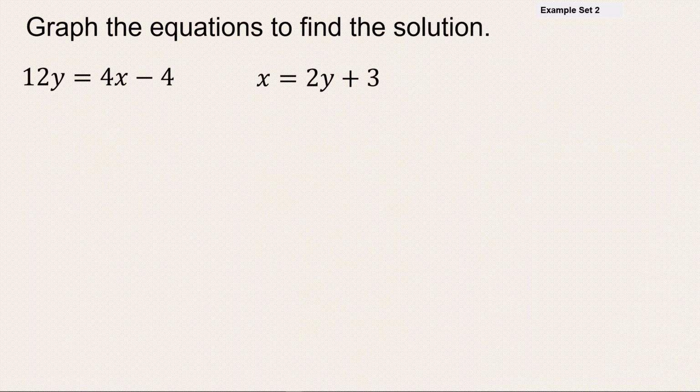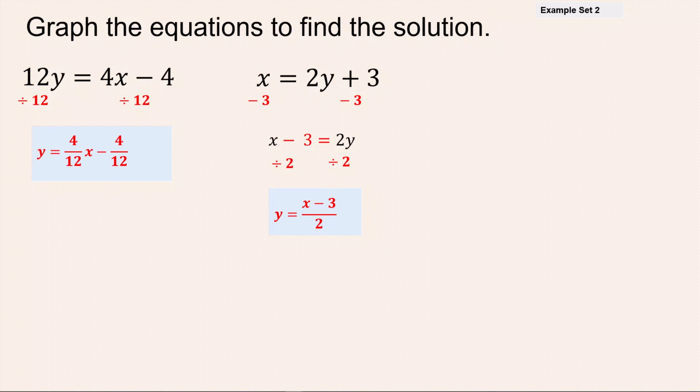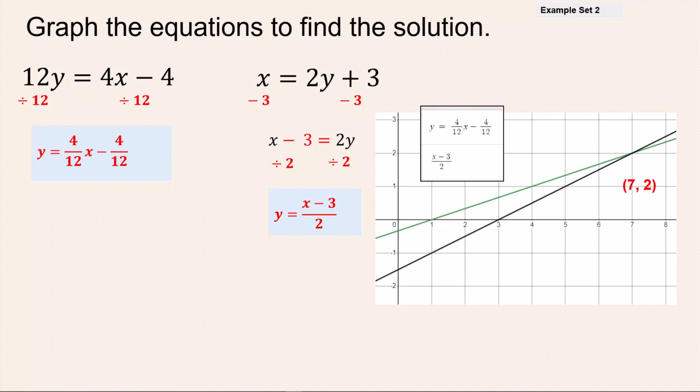Here is another system to solve. First, we'll use graphing to find the solution: solve both equations for y, graph each, and find the point where they cross, (7, 2). Notice neither equation in slope-intercept form crosses the y-axis at a clear point, so trying to graph this by hand would be difficult to do.